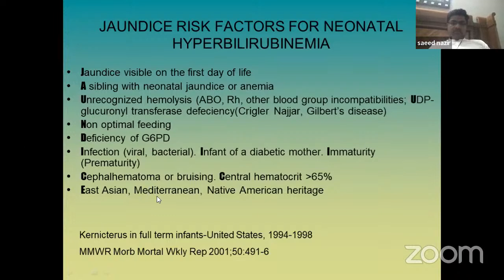The question is from Dr. Sajid. He's asking, the eosin-5-maleimide EMA binding test is a flow cytometric test and is increasingly used to detect hereditary spherocytosis. Are you doing it in the USA?